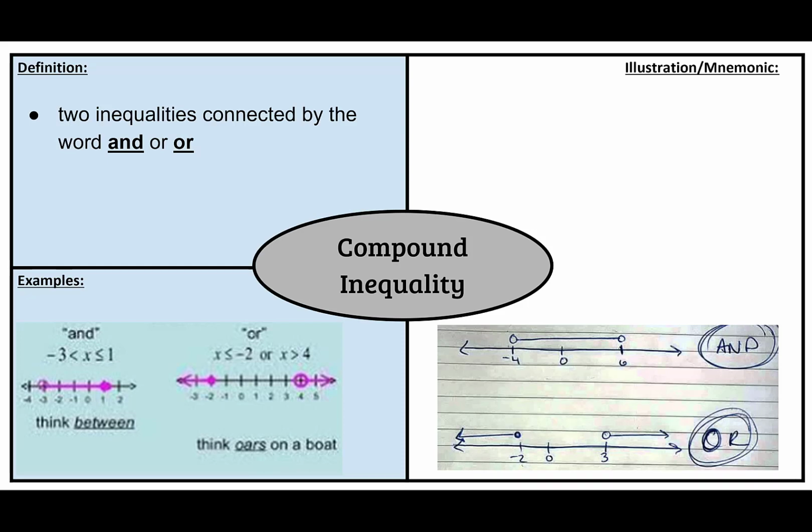Compound inequalities are inequality statements that are connected by the word "and" or "or," as we see there in the definition. So we have two inequalities connected by the word "and" or "or." And those are really going to come into play when we have to write out an inequality using inequality signs or graph inequalities. When you graph inequalities, we need to understand the difference between "and" or "or" compound inequalities.